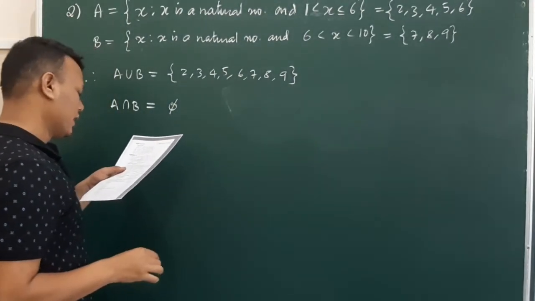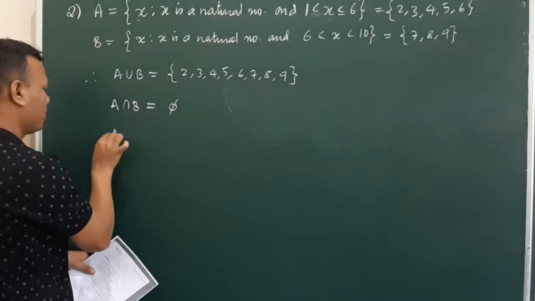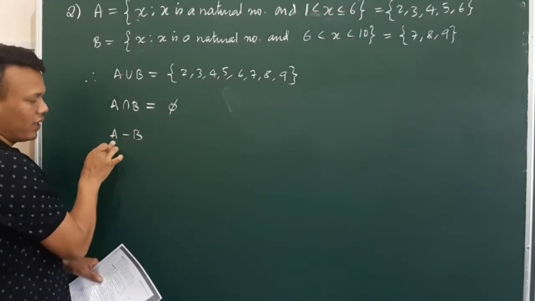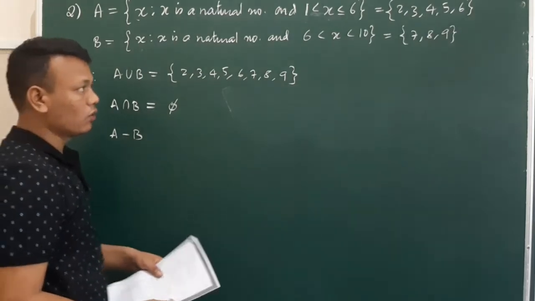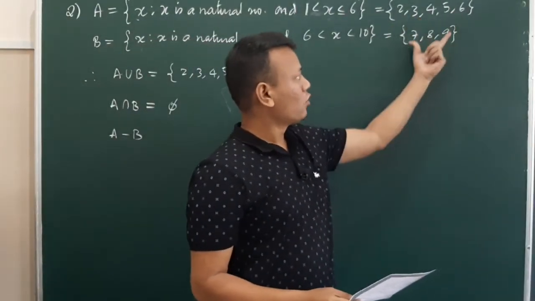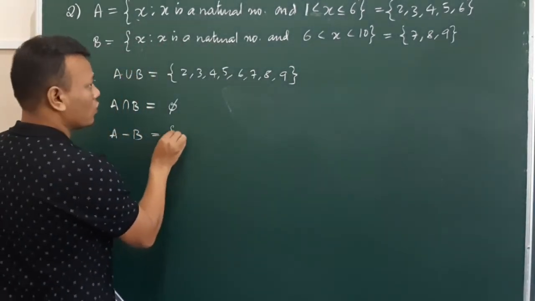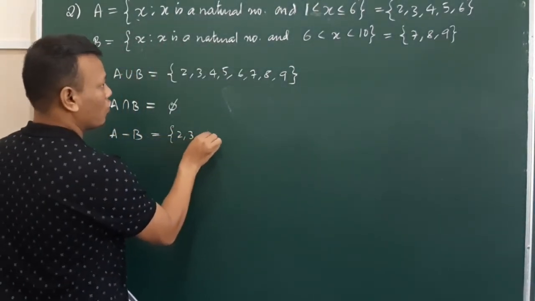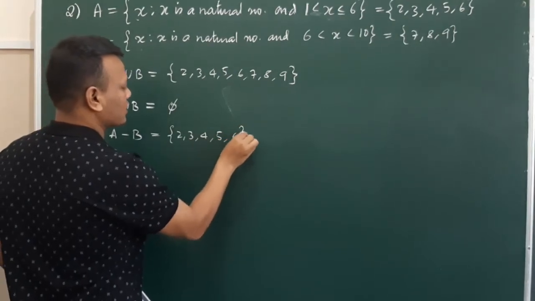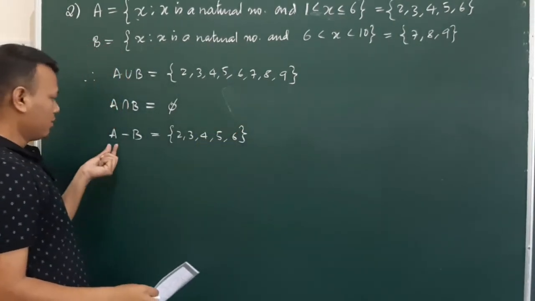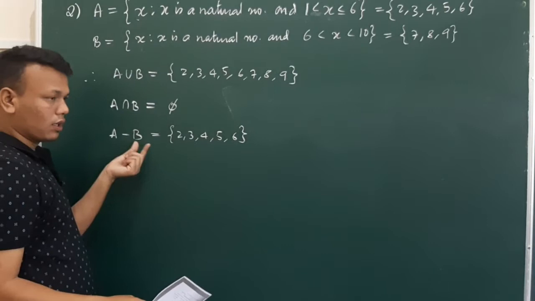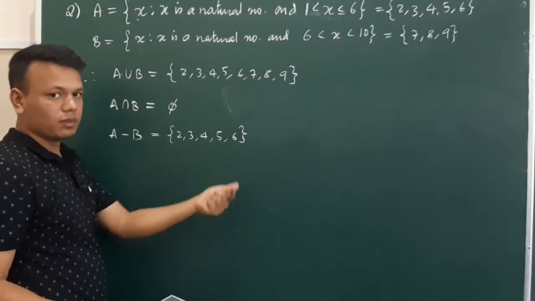Next is A minus B. A minus B means elements of A which are not in B. Now all these elements are not present in B, isn't it? So that's why we have this equal to 2, 3, 4, 5 and 6. I hope the thing is clear to you. These are the elements of A which are not in B.